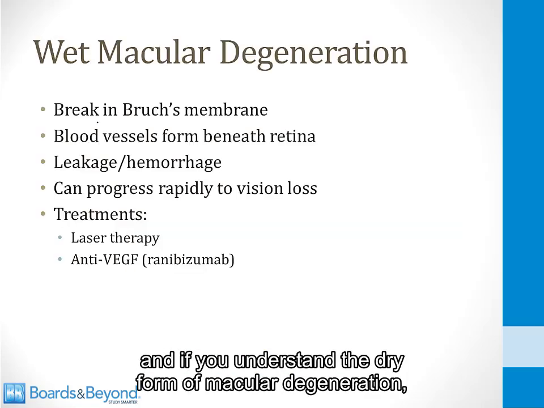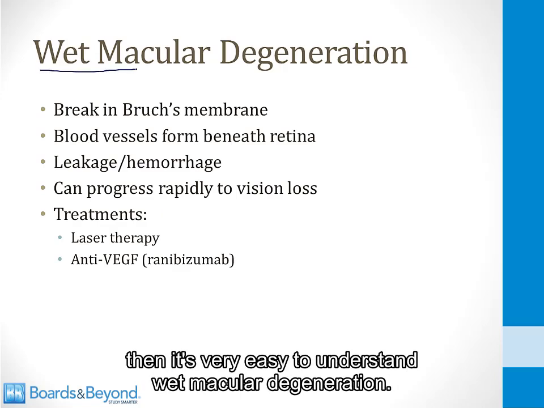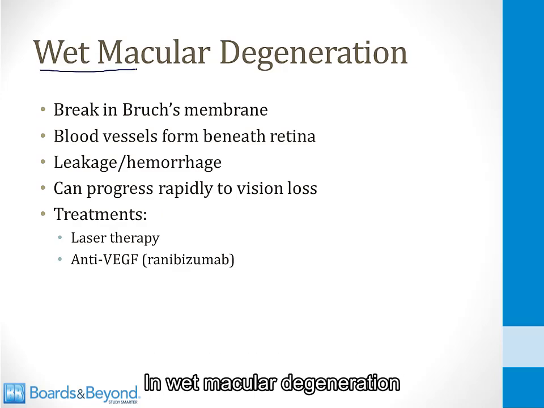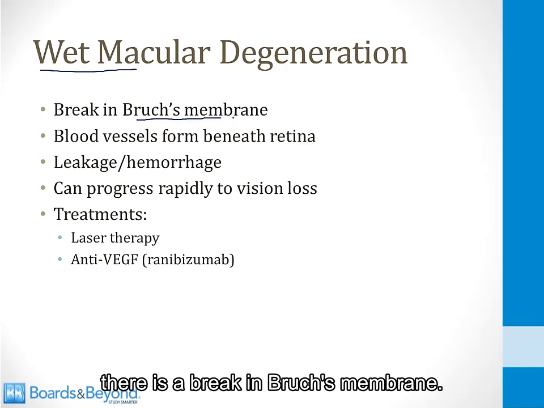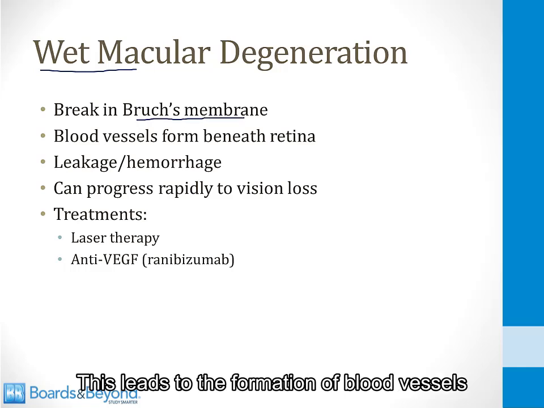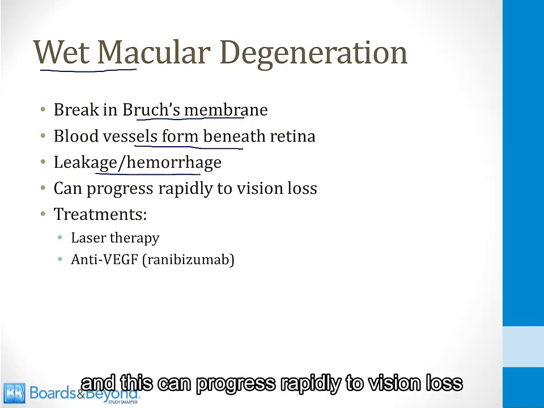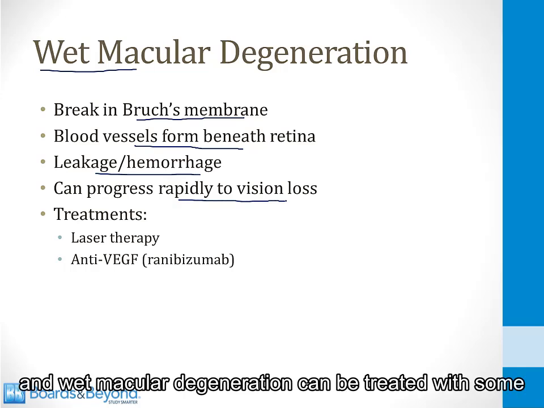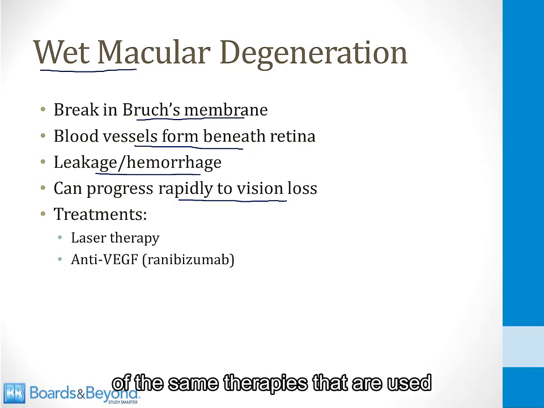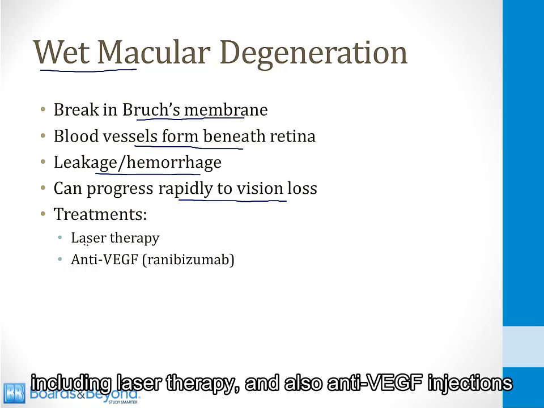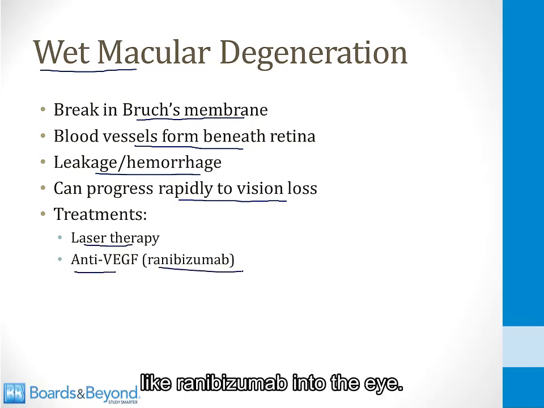And if you understand the dry form of macular degeneration, then it's very easy to understand wet macular degeneration. In wet macular degeneration, there is a break in Bruch's membrane. This leads to the formation of blood vessels beneath the retina. Those blood vessels can leak and hemorrhage, and this can progress rapidly to vision loss. And wet macular degeneration can be treated with some of the same therapies that are used for proliferative diabetic retinopathy, including laser therapy and also anti-VEGF injections like ranibizumab into the eye.